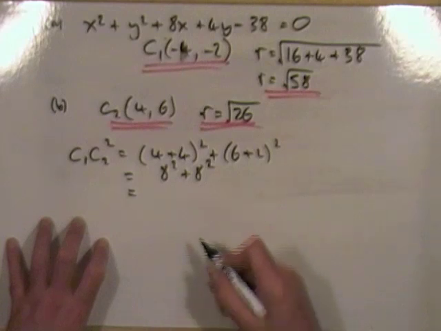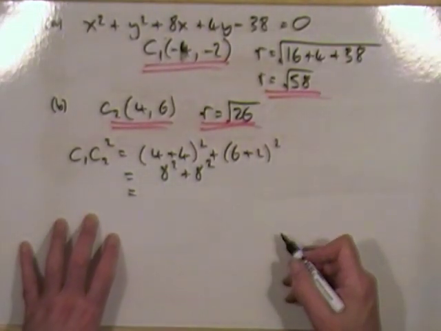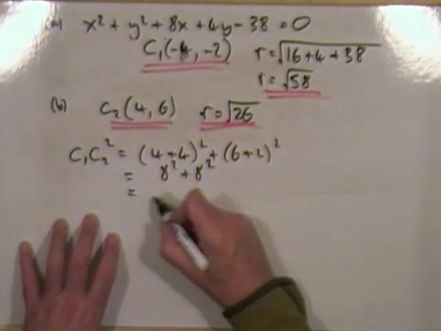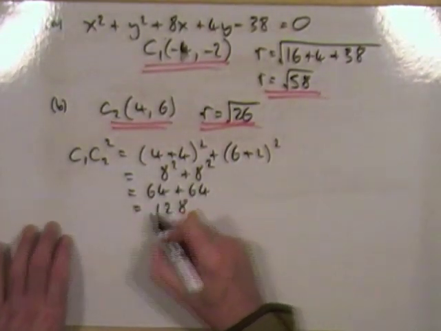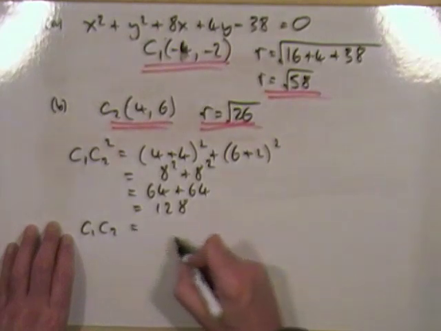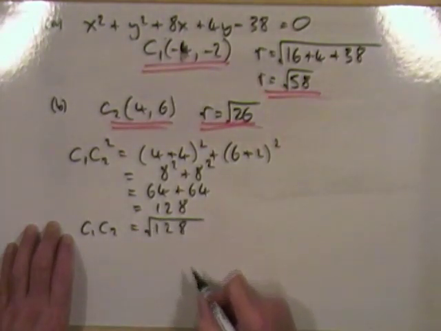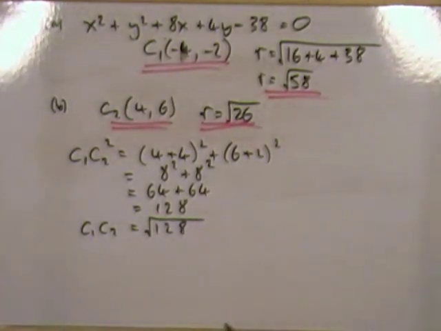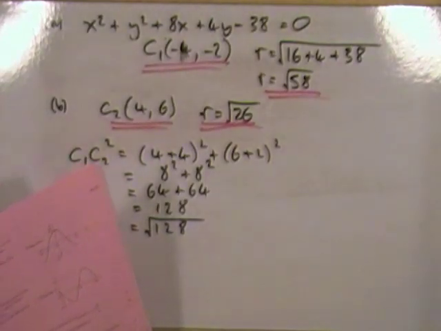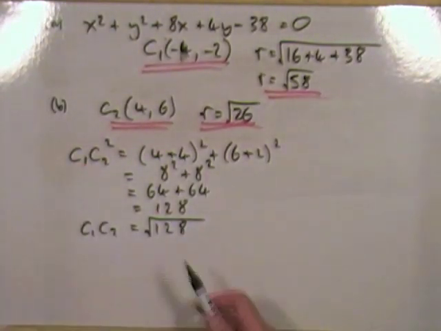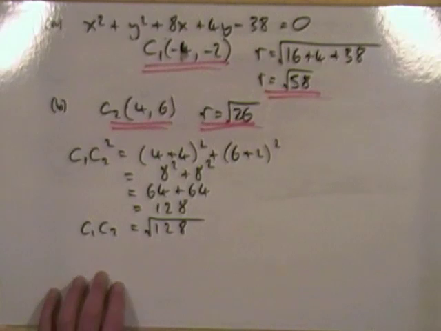You know straight away the answer is going to be 8 root 2. I'll just go through it. So it's 64 plus 64, which is 128. So C1, C2 is going to be root 128, which does simplify down, but looking ahead to this question, I don't know how much use that will actually be, because it just wants to show that these circles intersect. So maybe I'll just leave it in that form just now.